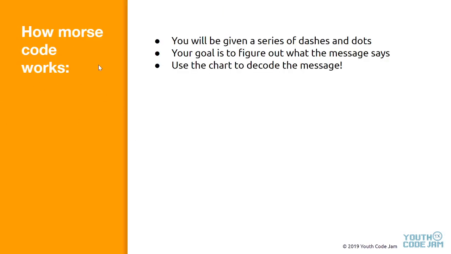Here's how Morse code works. You'll be given a series of dashes and dots, and your goal is to figure out what the message is. What are the dashes and dots trying to tell you? And if you've never worked with Morse code before, that's totally okay because we have a special chart to help us figure out what the message is going to be. And we're going to go through some examples together.